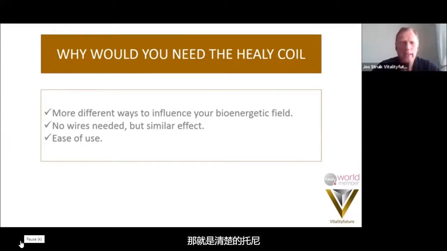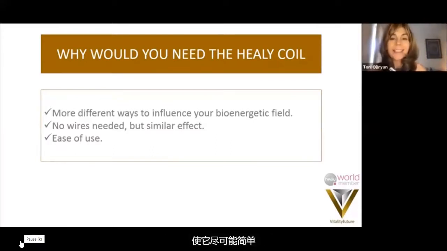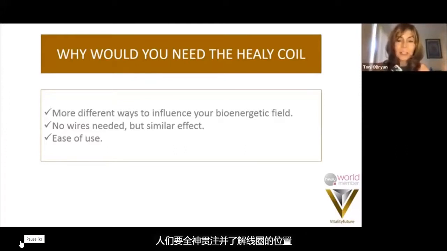Is that clear, Tony? Yes, that is very clear, and I knew you would do a great job in making it as simple as it could possibly be. That's exactly the thing I believe will help people to have the full picture in their mind and to see where the coil fits into it. Yeah. How it fits in and doesn't replace, but it adds on to what we already have available.